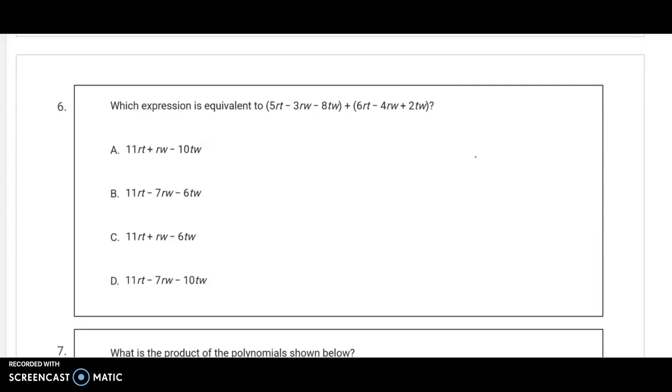Because this one is a plus in the middle, not minus like the last one, you do not have to distribute anything. We can go ahead and start combining like terms. We're going to do RT first. So 5RT plus 6RT is 11RT. Then we have negative 3RW minus 4RW. Make sure you're including the sign in front of it. And that is negative 7RW.